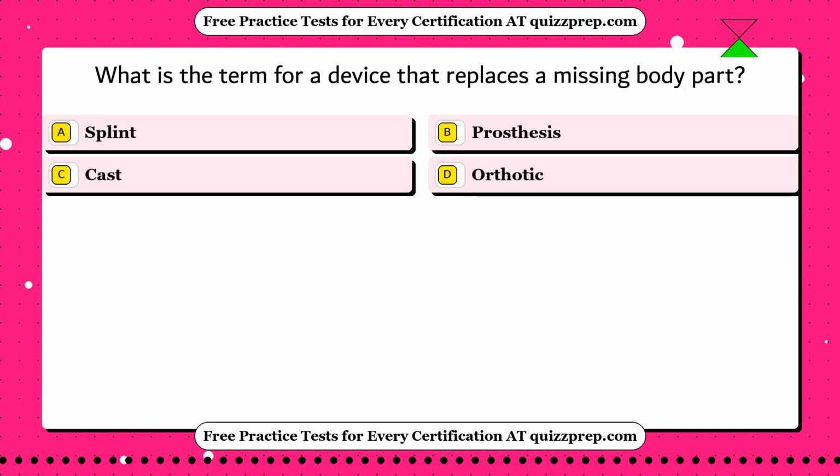Question 18. What is the term for a device that replaces a missing body part? Option A, splint. Option B, prosthesis. Option C, cast. Option D, orthotic.